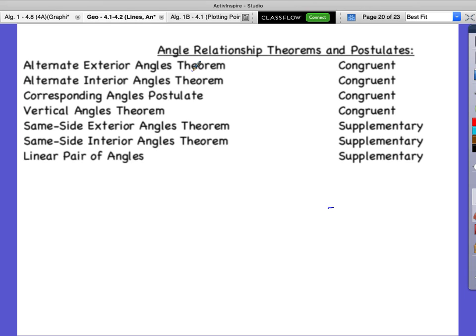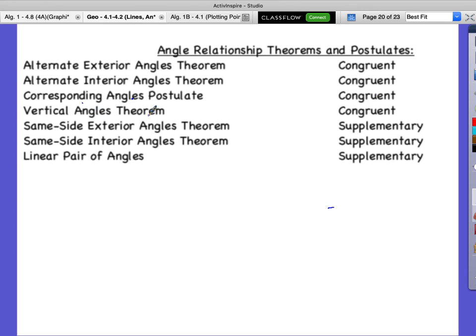For example, the alternate exterior angles theorem just says that when two parallel lines are cut by a transversal, which is what you've been dealing with this whole time, alternate exterior angles are congruent. You've already learned that. Alternate interior angles: when two parallel lines are cut by a transversal, alternate interior angles are congruent. When two parallel lines are cut by a transversal, corresponding angles are congruent. We should have this.